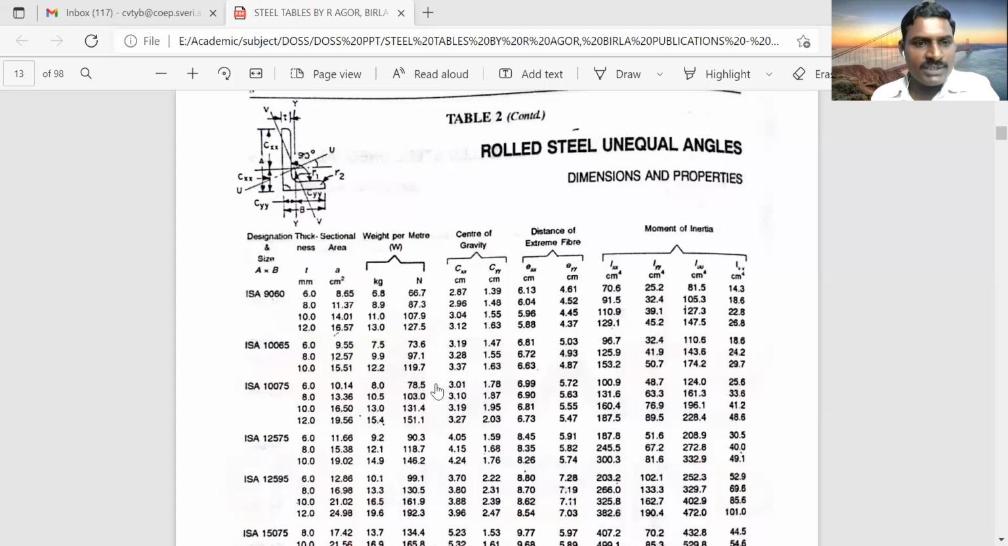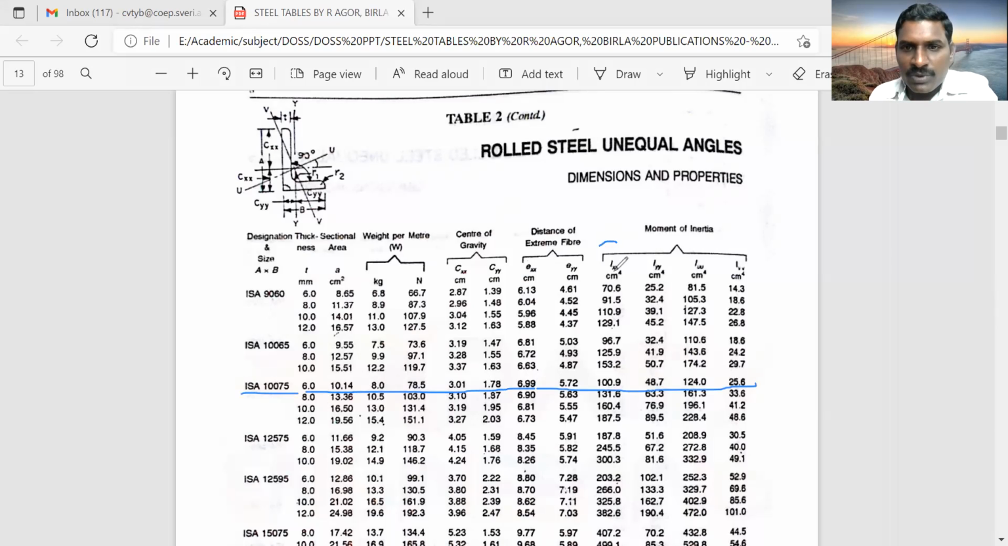Are you able to see this section? Sorry, see this page? Yes, sir. Okay, so now here we have taken the section. Which section we have taken here? This section. Correct? Whatever I have marked underline, so this section we have taken.